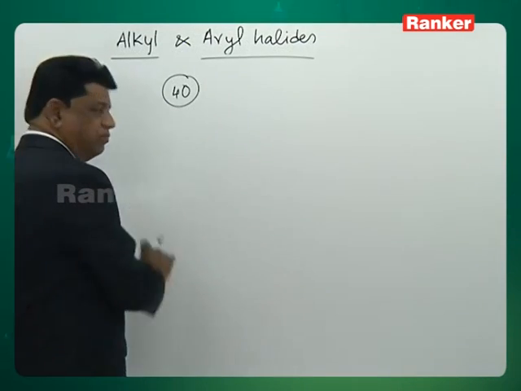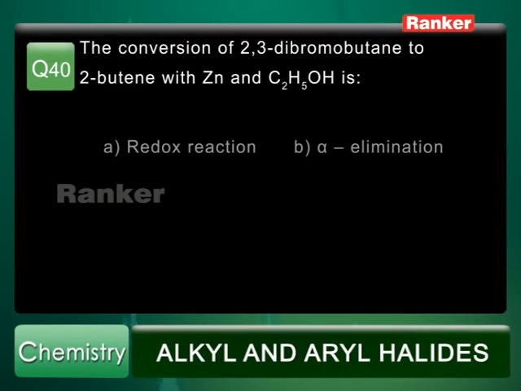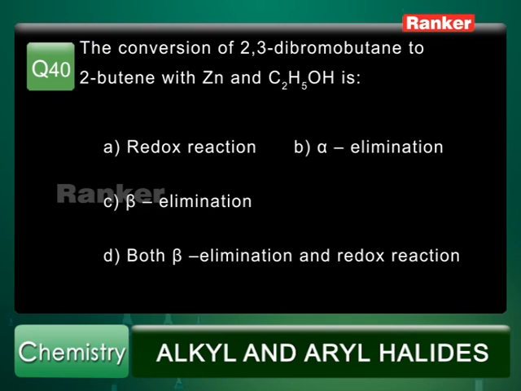Let's go to the 40th question. Next, the conversion of 2,3-dibromobutane to butene with zinc and ethyl alcohol. Option A is redox reaction. Option B is alpha elimination. Option C is beta elimination. Option D is both beta elimination and redox reaction.